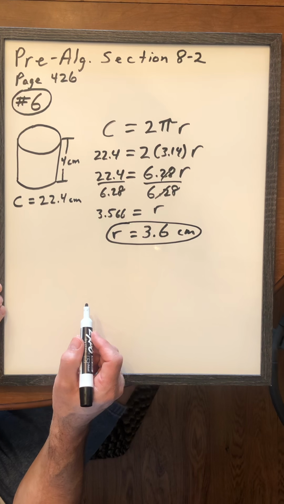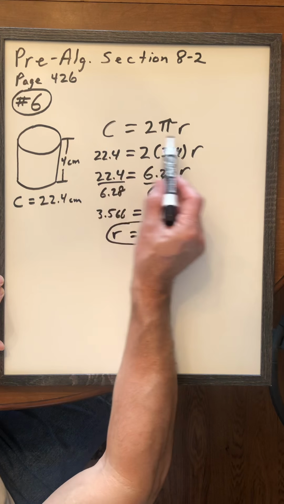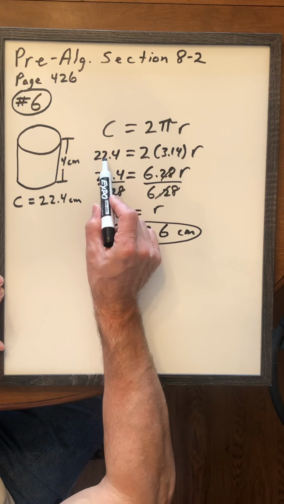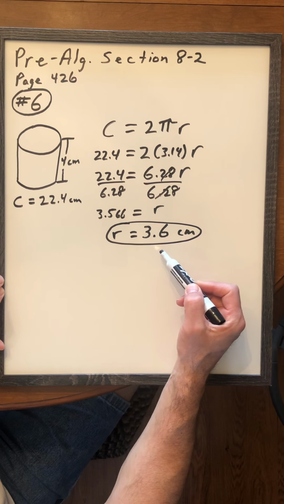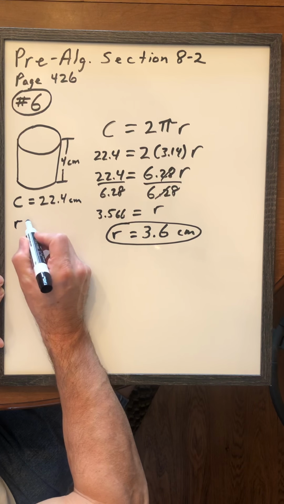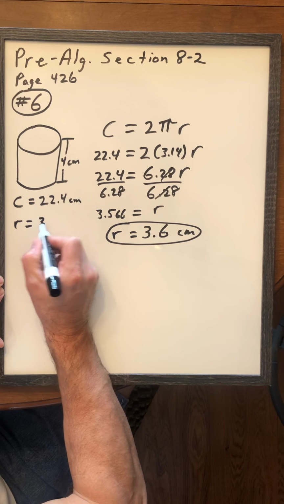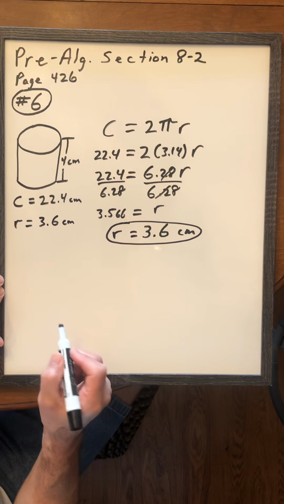So now I found the radius. Given the circumference, we used our circumference formula. We plugged in the circumference, we plugged in 3.14, and then we solved for r to get our radius. And so over here, I'm going to write r equals 3.6, and that would be centimeters.